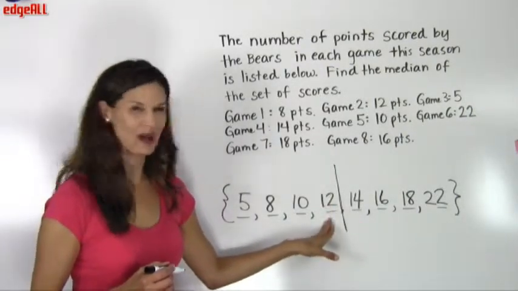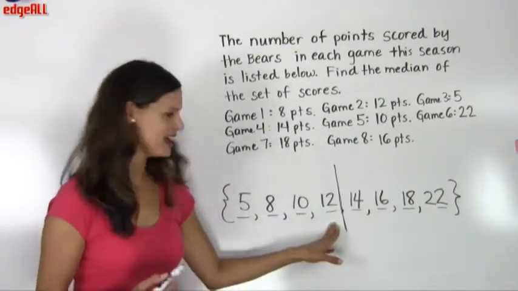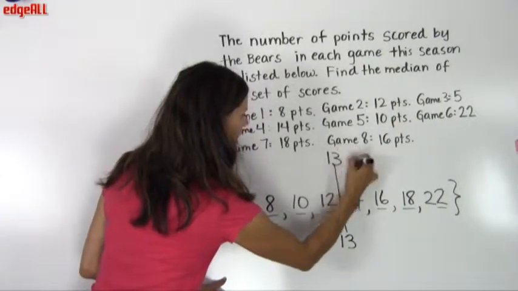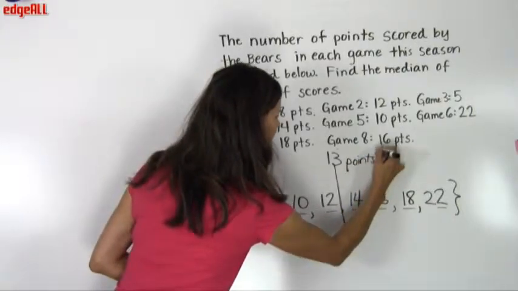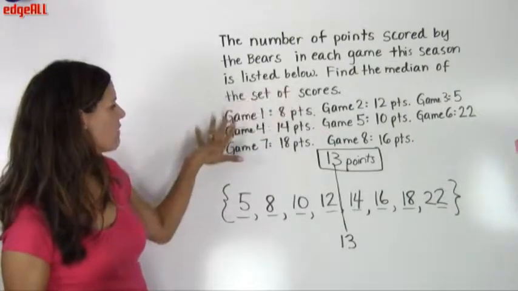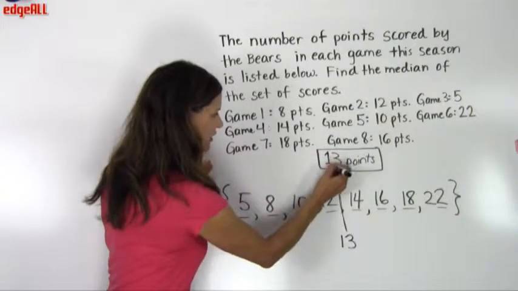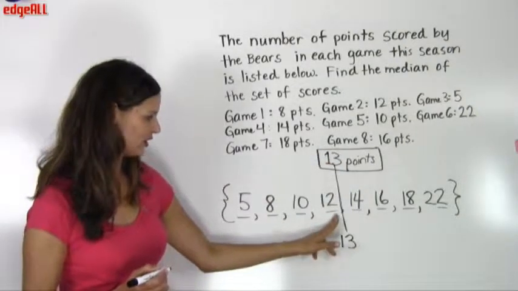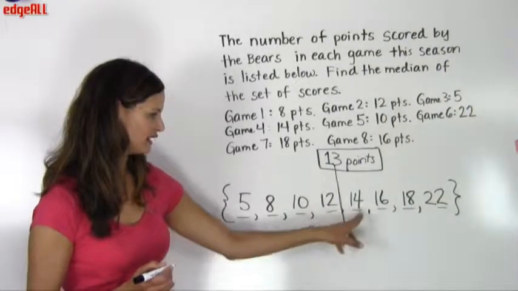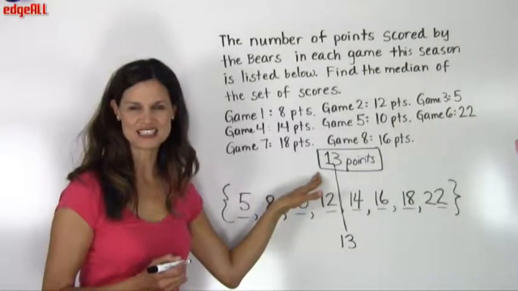So I take my 12 plus 14, add those two together, and divide by 2, and I end up with 13, I'll write it up here so we can see it a little bit better, of 13 points. So 13 points is the median of these scores here in this set of data. 13 points, lying right here in the middle, the average of these two numbers closest to the center. 12 plus 14 divided by 2 equals 13, and we get our median of 13 points.